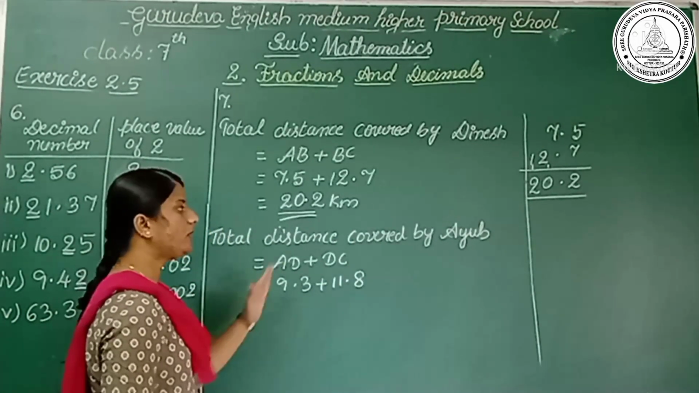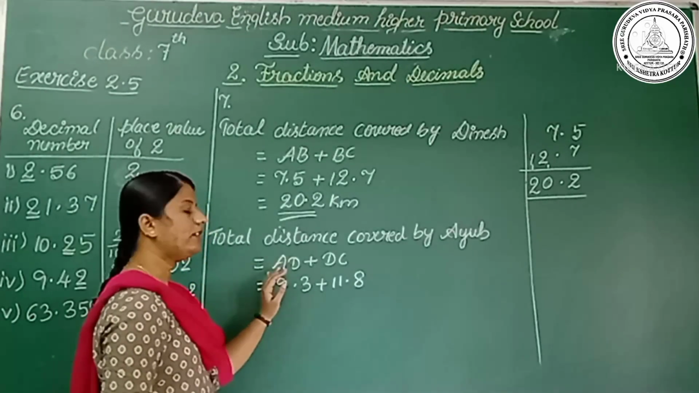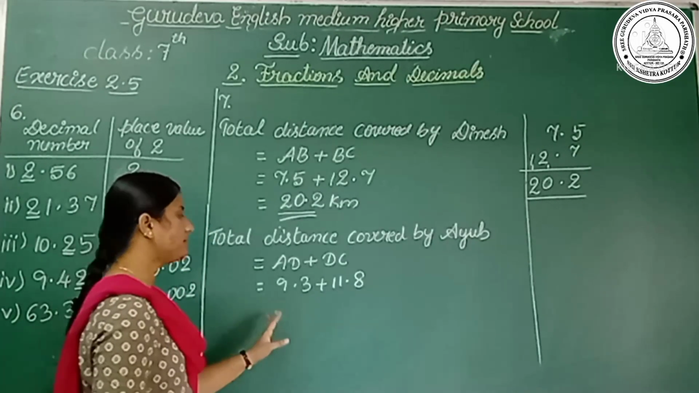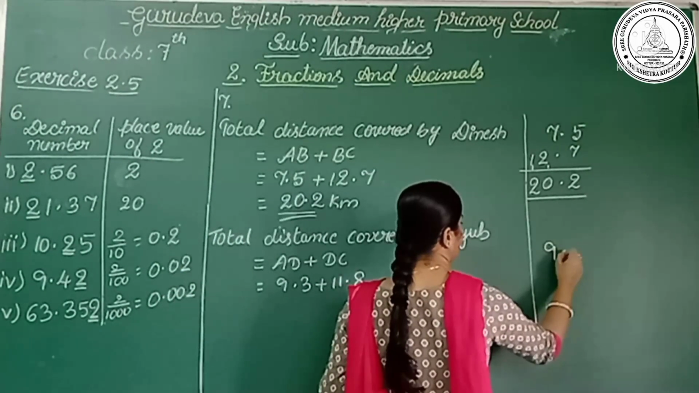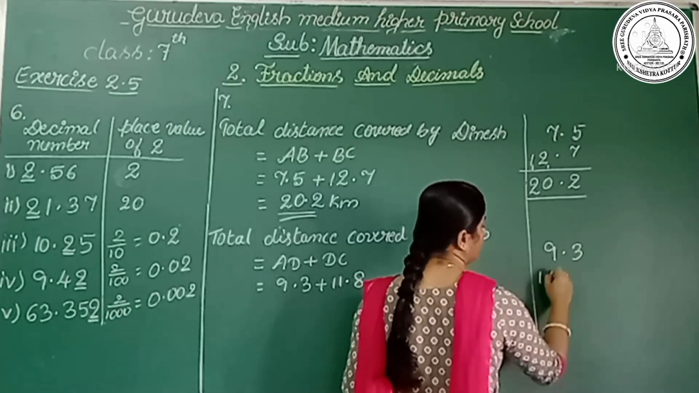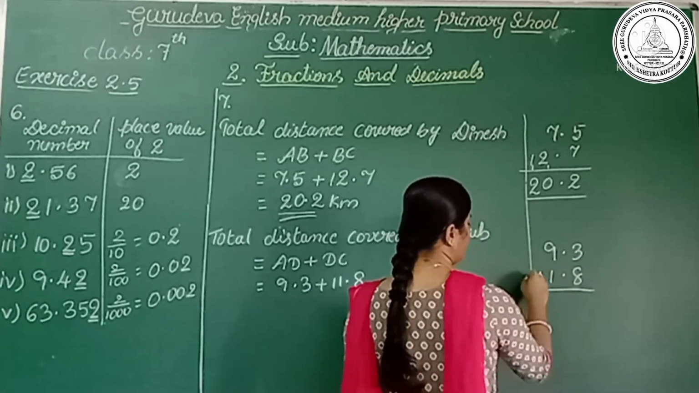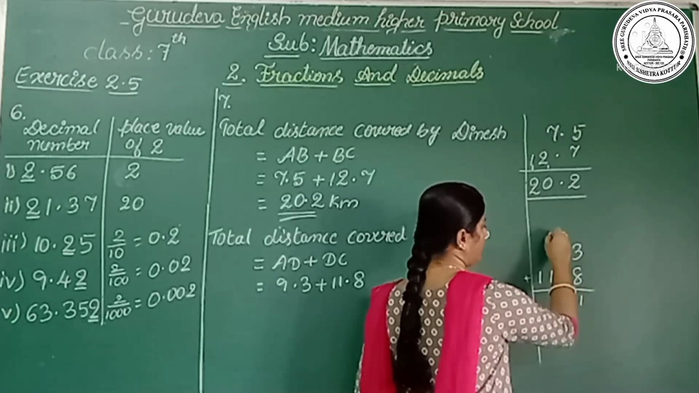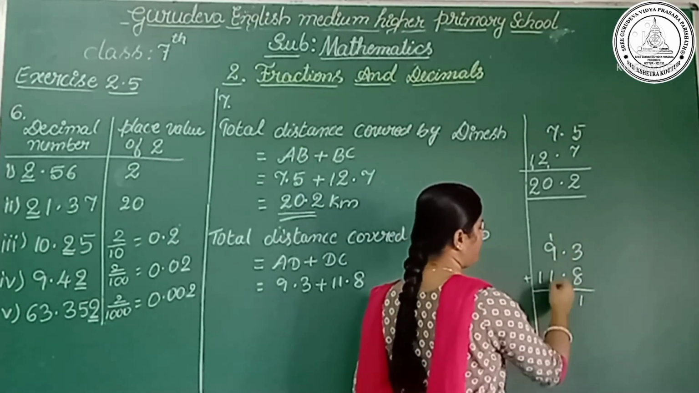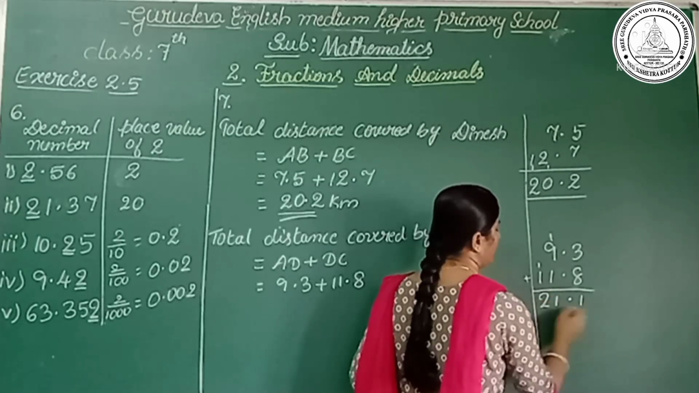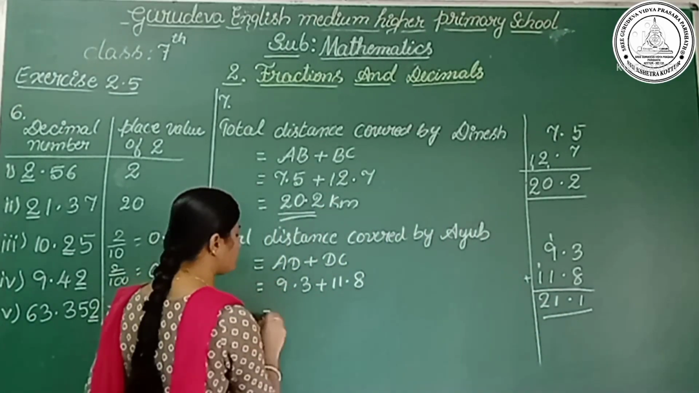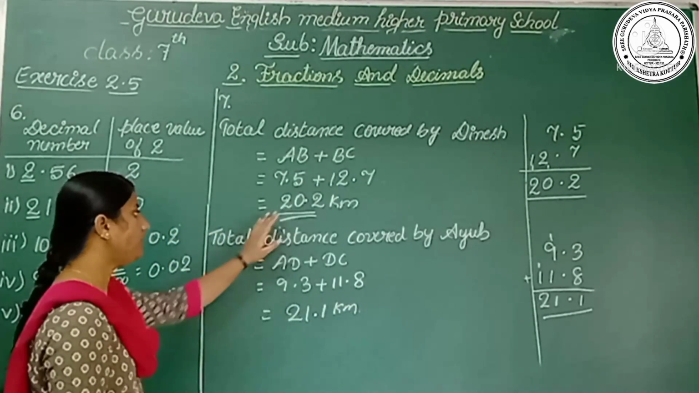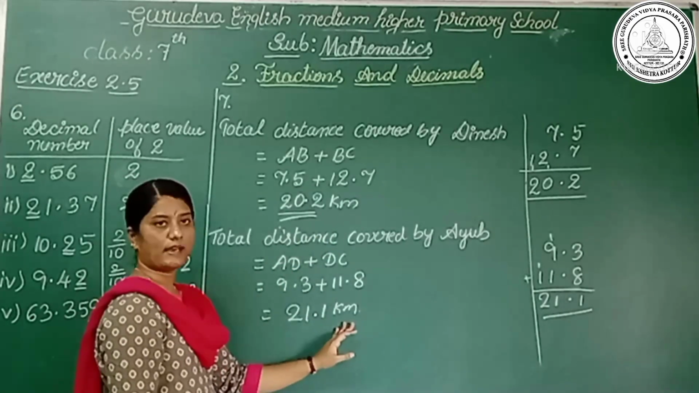At the same time, the total distance covered by Ayub is, he traveled from place A to D and D to C. So the total distance traveled by Ayub is 9.3 kilometers plus 11.8 kilometers. So add these two, you will get the total distance covered by Ayub. 3 plus 8 is equal to 11. Keep the point, 9 plus 1 is 10, 10 plus 1 is 11. So Ayub covered the distance which is equal to 21.1 kilometers. So now you compare here 20.2 and 21.1 kilometers.